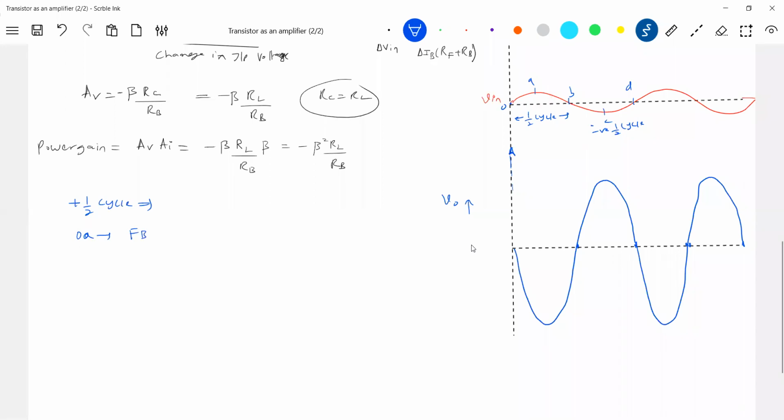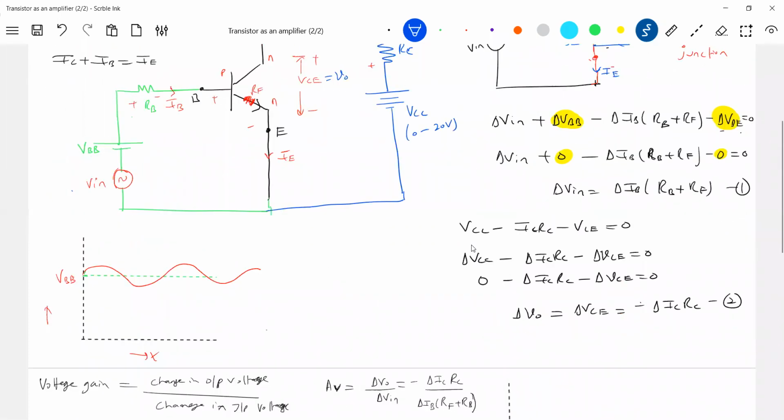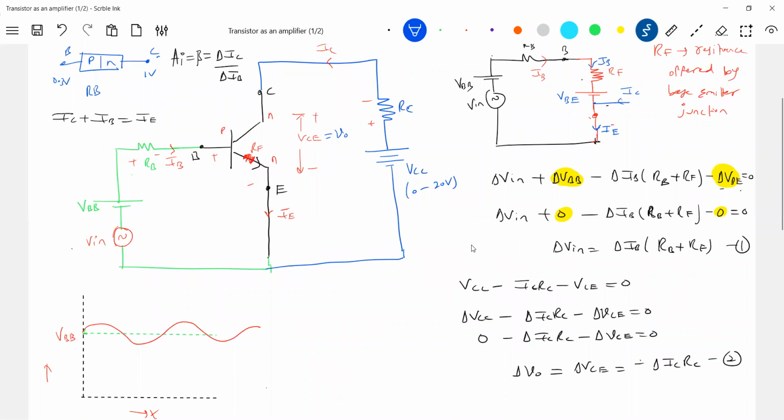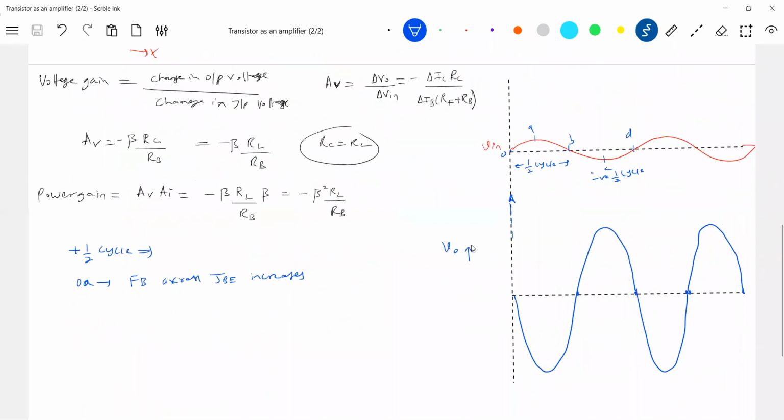Forward bias across the base-emitter junction increases. That's all. So what is the reason? It is already forward biased by this battery. When you add some positive voltage, the forward bias will further increase. Go back to the diode. It's already forward biased; if you add some small voltage, it will increase by a small amount. If the forward bias increases, then what should happen to the forward current? It should also increase. Forward bias across the base-emitter junction increases, then IB increases.